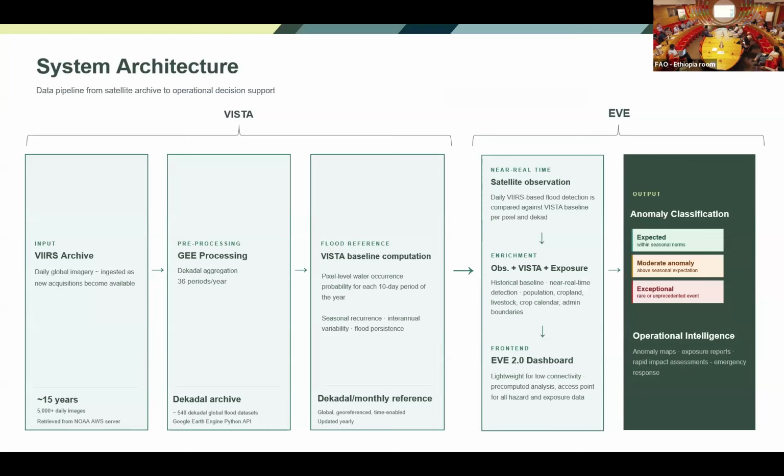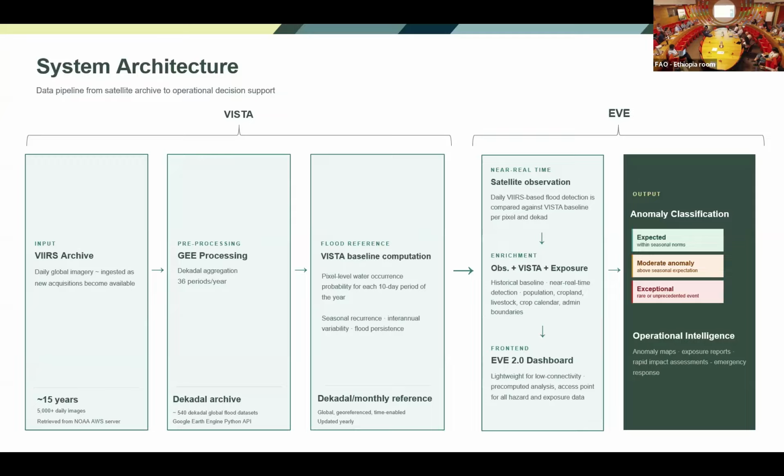Okay, in order to respect the 10-minute boundary that we agreed beforehand, wow, 3 minutes left. So in a nutshell, you see the VISTA part of the slide. I'm going to skip that one. You got the concept. Our goal is really to provide a pixel-level water occurrence probability for each 10-day period of the year, in order to better understand the seasonal occurrence, the interannual variability, and the flood persistence.